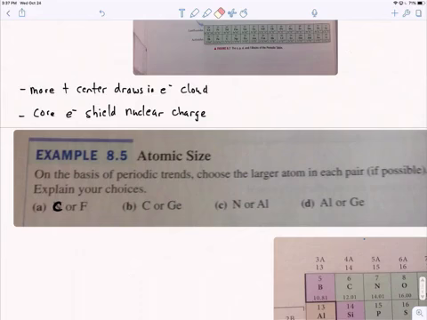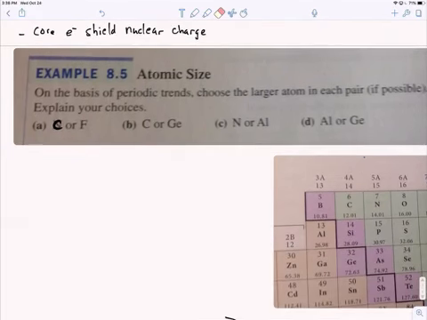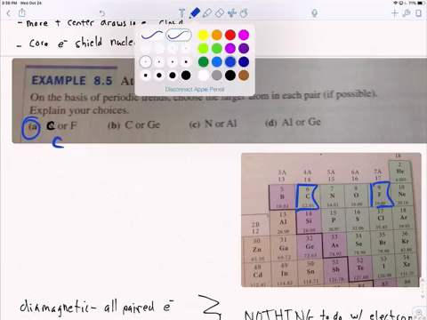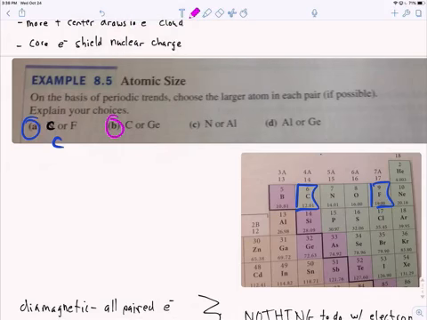Okay, so let's look at this. Atomic sizes. On the basis of periodic trends, which one is bigger, carbon or fluorine? Carbon is further to the left, so it's carbon. Questions with this one? Carbon or germanium? Germanium is underneath carbon, therefore it's the one that's bigger. Questions with this?